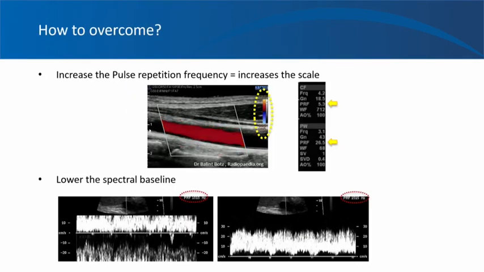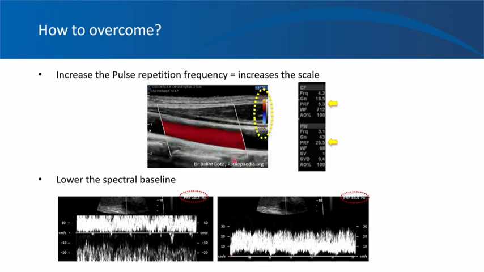So how do we overcome this aliasing phenomenon? One way is to increase the pulse repetition frequency, which increases the scale. Obviously, your problem is because you set the scale too low, right? Pulse repetition frequency is the number of pulses per second emitted by the pulsed wave Doppler. If you increase the PRF, you will increase the scale automatically and the aliasing will decrease.